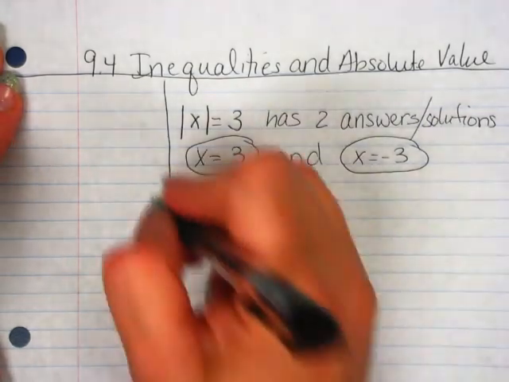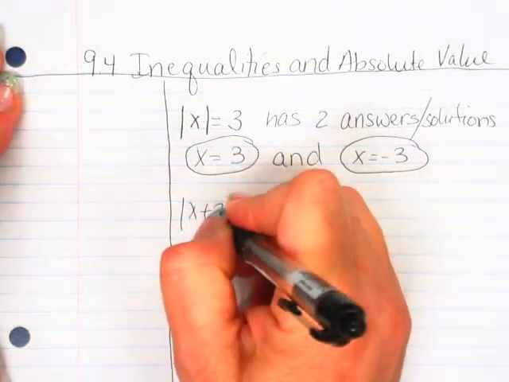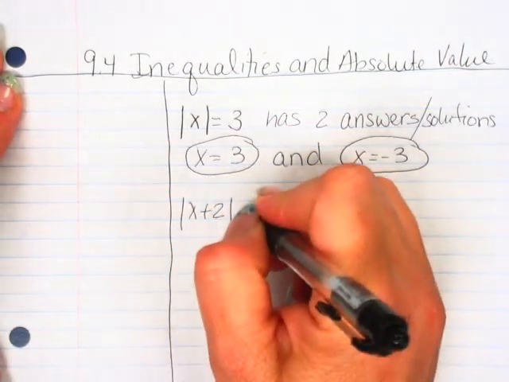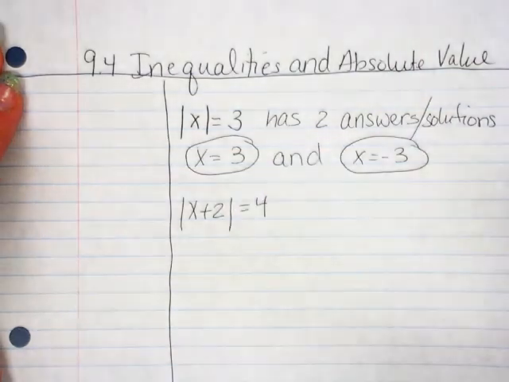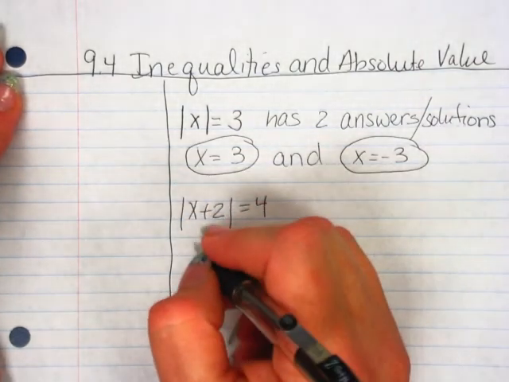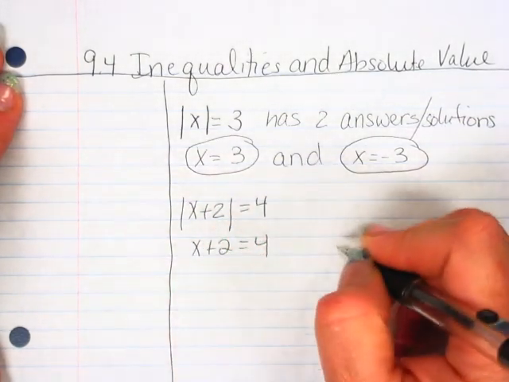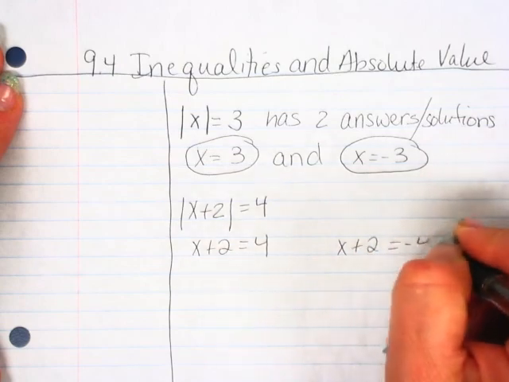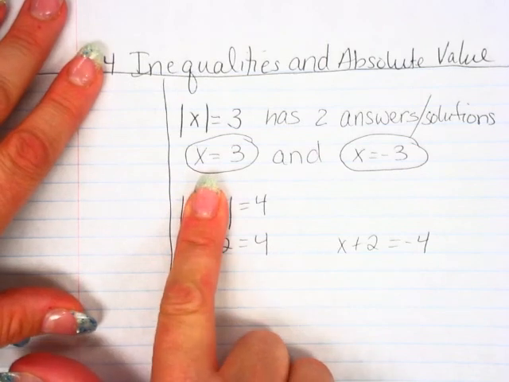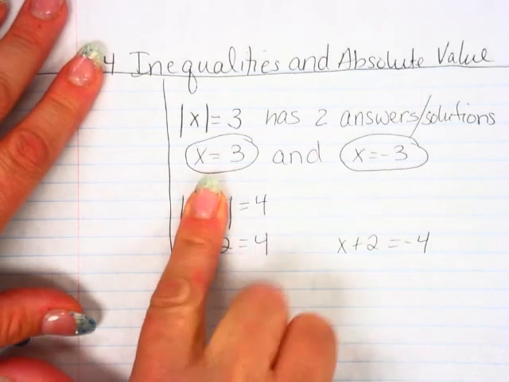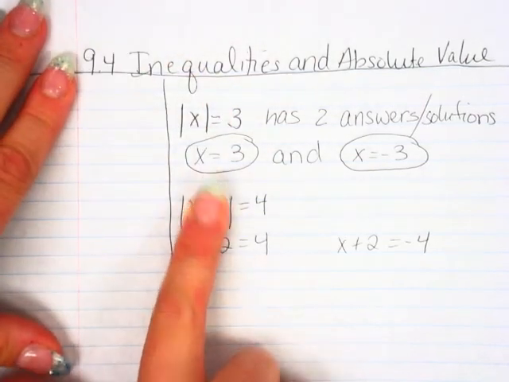Let's do one more from 9.3: the absolute value of x plus 2 equals 4. If you remember, you rewrite it as x plus 2 equals 4 and x plus 2 equals negative 4. Because the absolute value of 4 equals 4, and the absolute value of negative 4 also makes 4. So that's why we do this.